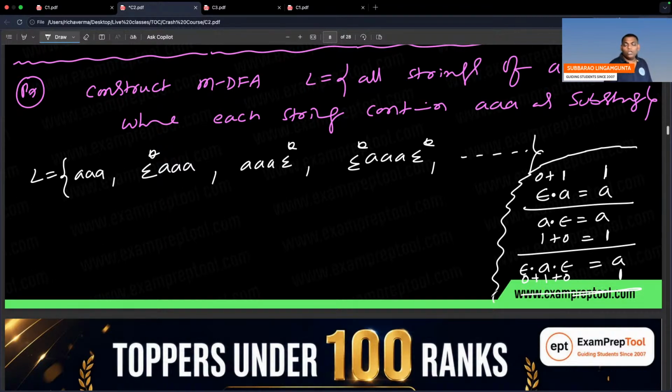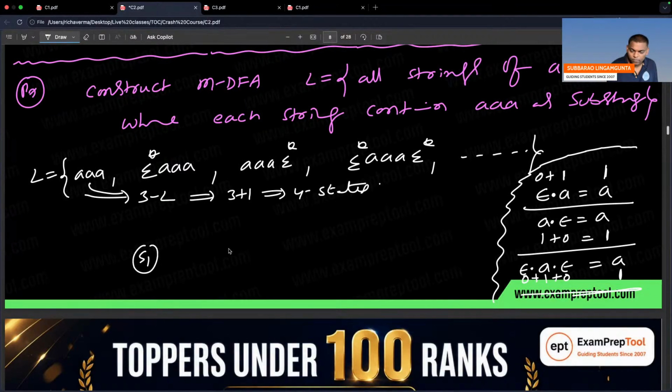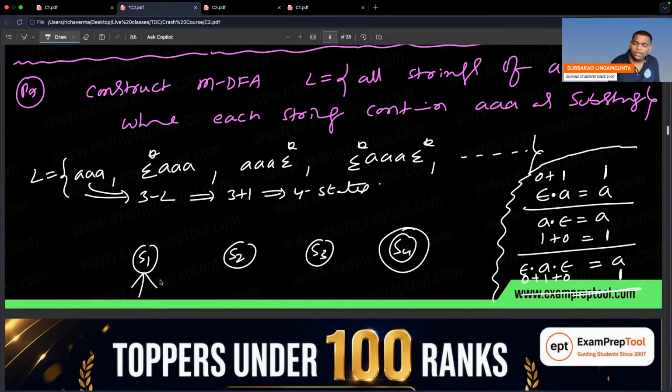So before AAA, anything can come. After AAA, anything can come. Before and after, anything can come. Remember, the minimal string is AAA, 3 length. So 3 plus 1, 4 states. With 4 states start the automaton: S1, S2, S3, S4. Understand this procedure I am saying. The final one is the final state, the starting one is the starting state. On the edges keep the first string.